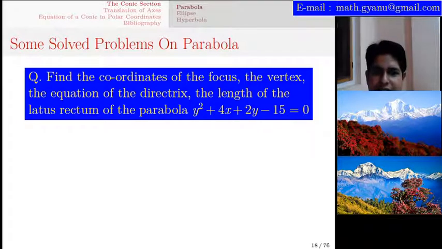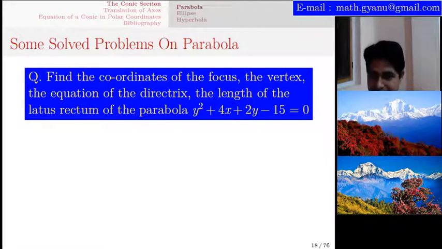Find the coordinates of the focus, the vertex, the equation of the directrix, and the length of the latus rectum of the parabola y square plus 4x plus 2y minus 15 equal to 0. Before starting the solution, you must remember which form the parabola is in: result 1, result 2, result 3, or result 4.